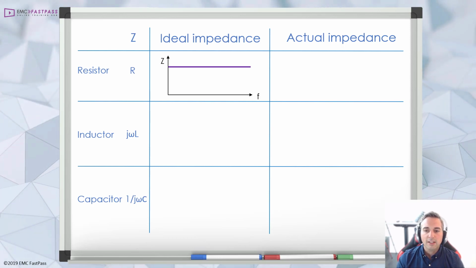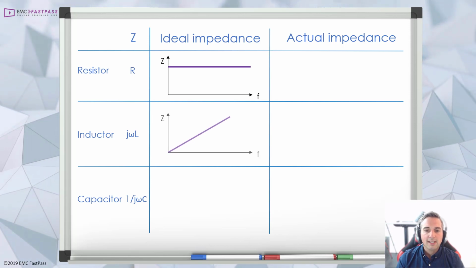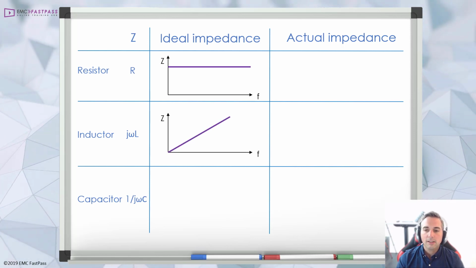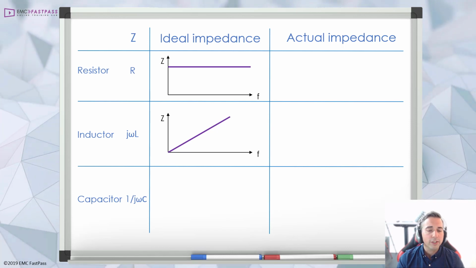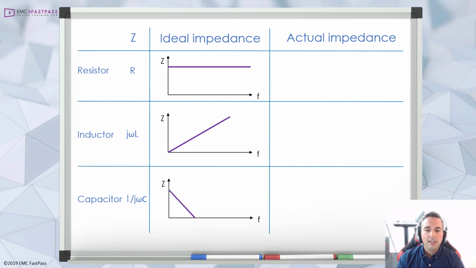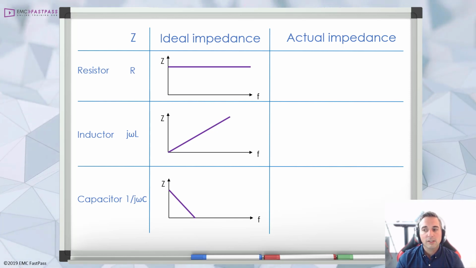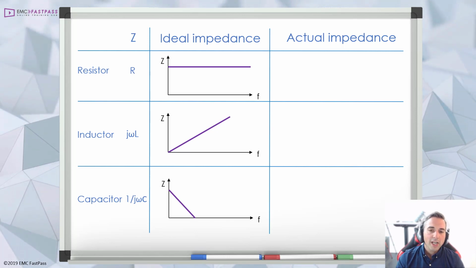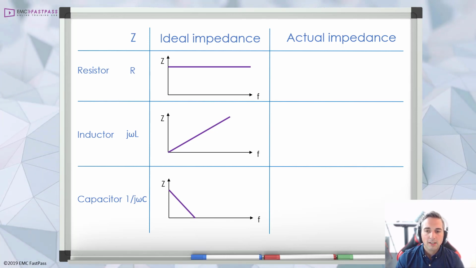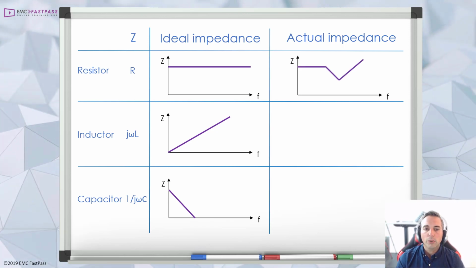And here's what all three of these look like in the frequency domain. The impedance of an ideal resistor remains flat across all frequencies. The ideal inductor impedance looks like this, which is to say that the impedance continues to increase with the frequency. And the ideal capacitor impedance looks like this, where the impedance decreases to 0 at a specific frequency.